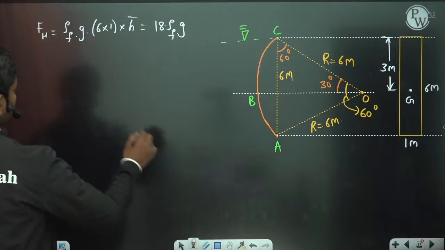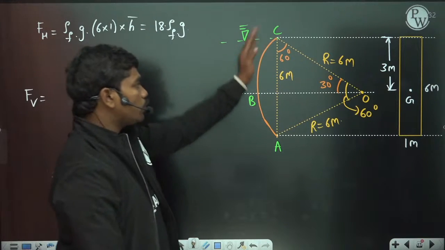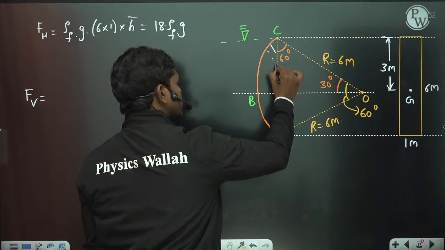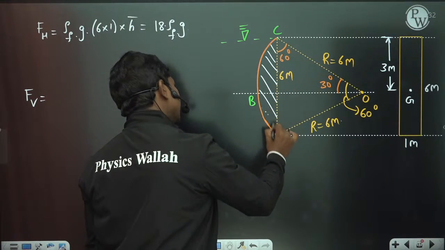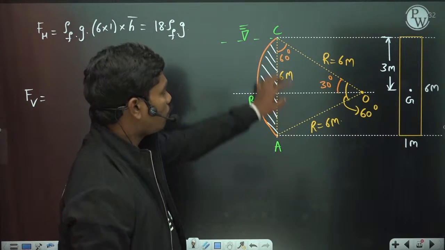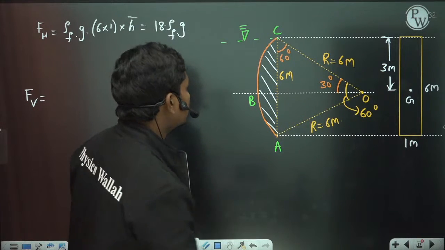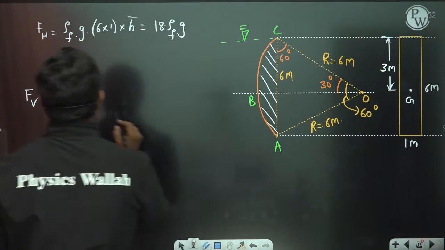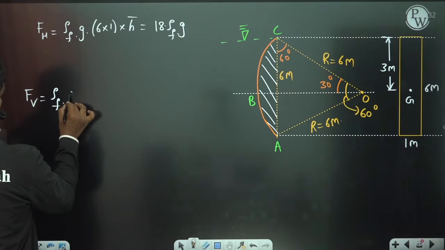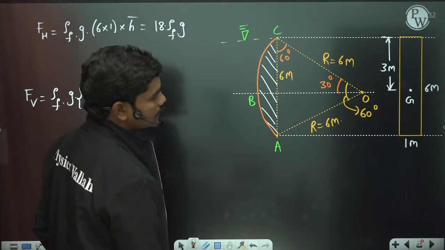Now what is it in the vertical direction? Fv is equal to, now this gate is displacing this much volume of the fluid, correct? The presence of this gate is actually displacing this much volume of the fluid. So the volume of the fluid in the shaded region is density of the fluid times gravity into unit thickness 1 times the shaded part area. So what is the shaded part area?